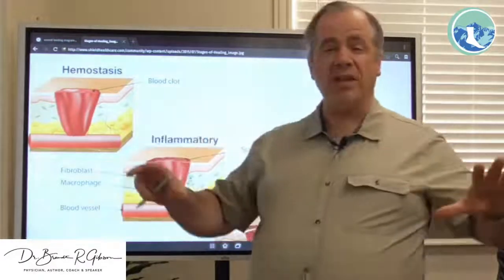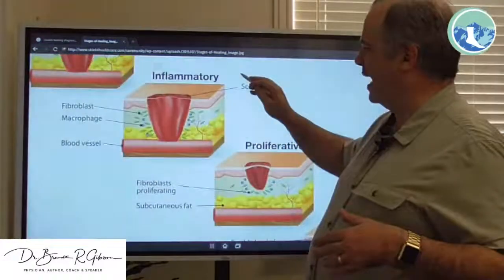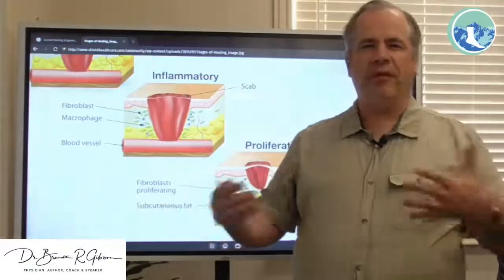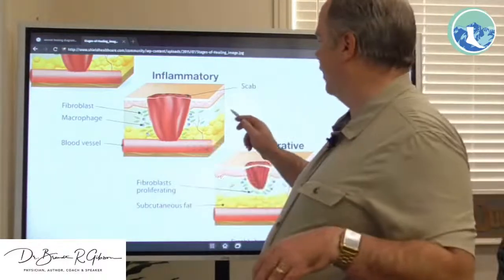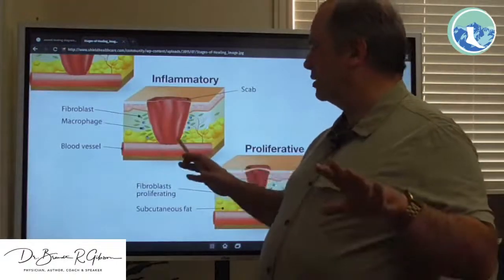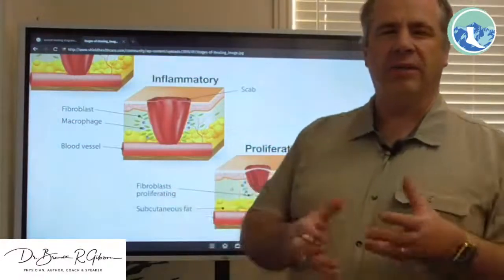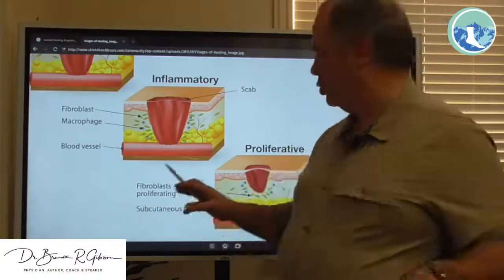Once you have the clot, then you create an inflammatory stage, or the inflammation in that area. The idea with the inflammation is it allows fibroblasts and macrophages to migrate to the area. And the fibroblasts and macrophages will actually take that scab, that clot, and start to break down the dead tissue, break down the clotting, break down the injury, and start the process of cleaning up all the dead tissues and so forth.